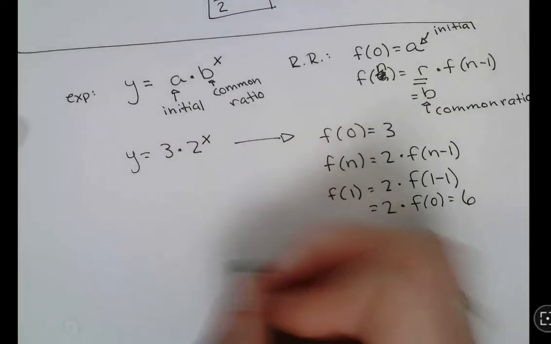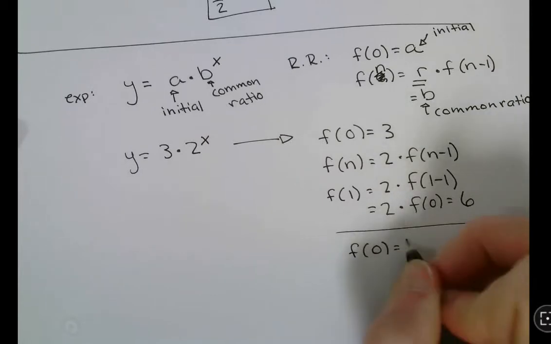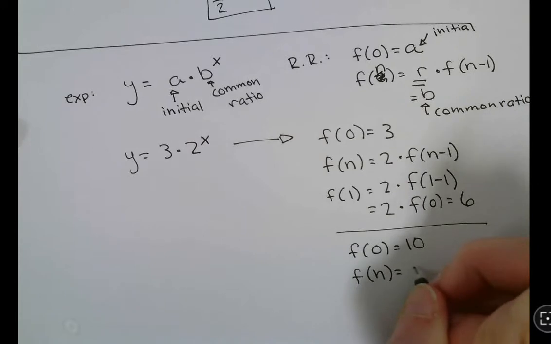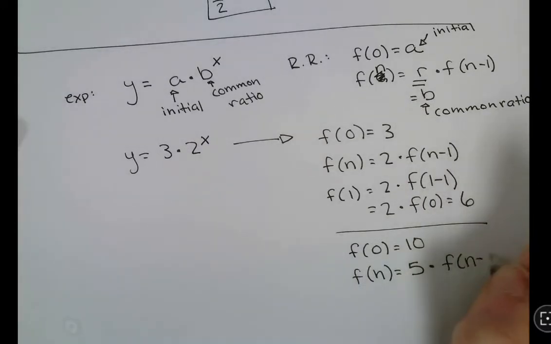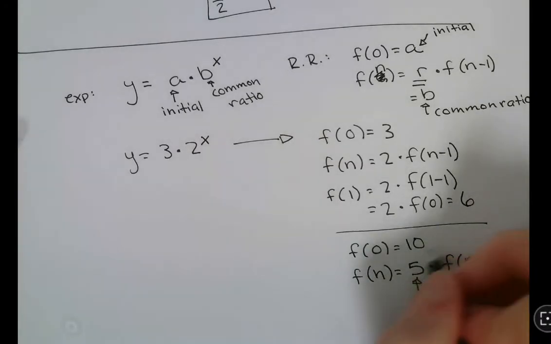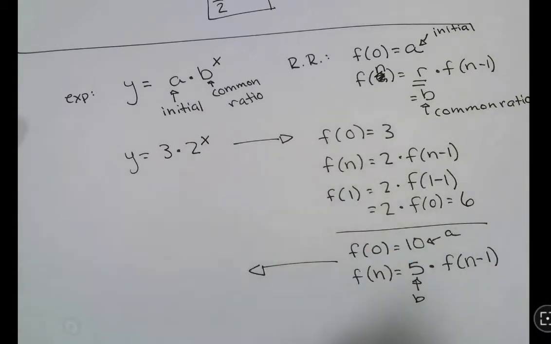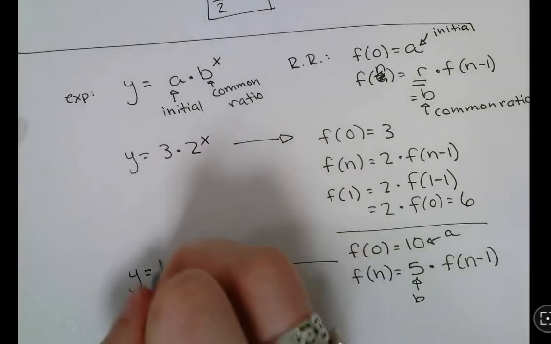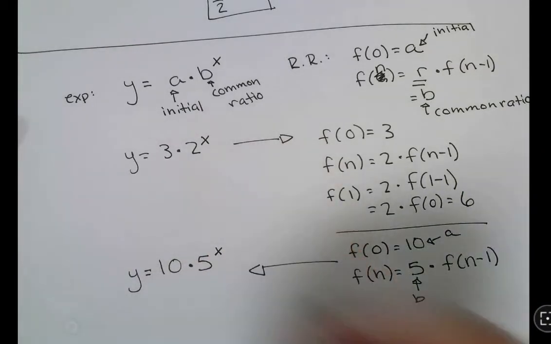Now, say I started with a recursive rule instead. Say I knew your starting value is 10, and f of n is equal to 5 times f of n minus 1. Well, this 5 is my common ratio. This 10 is my starting value, a. So my equation is going to look like y is equal to my a value, 10, times my b value, 5, raised to the x.